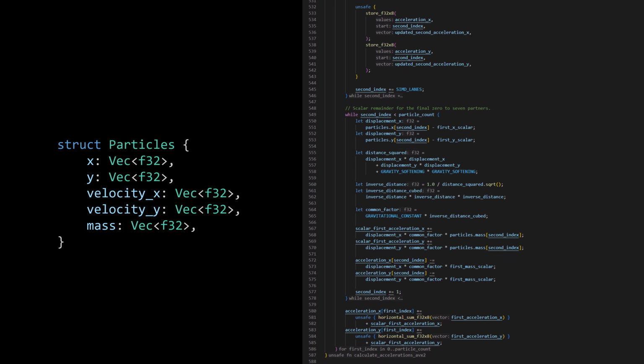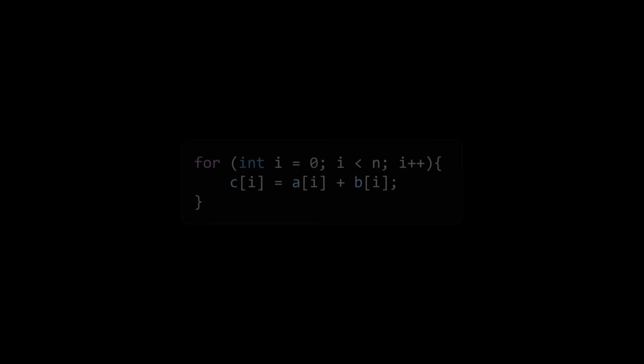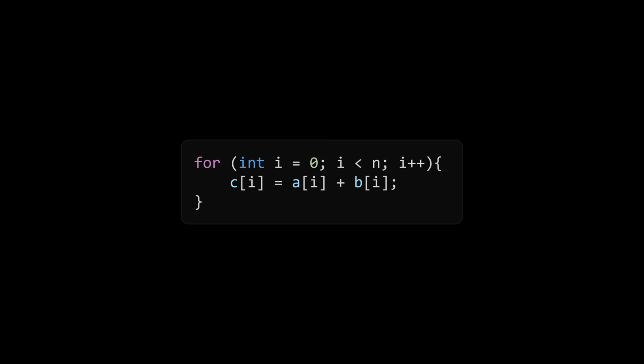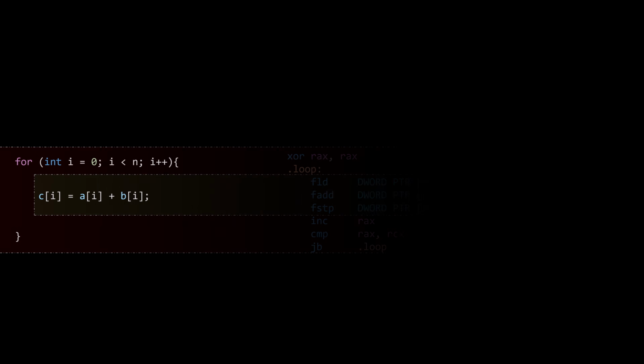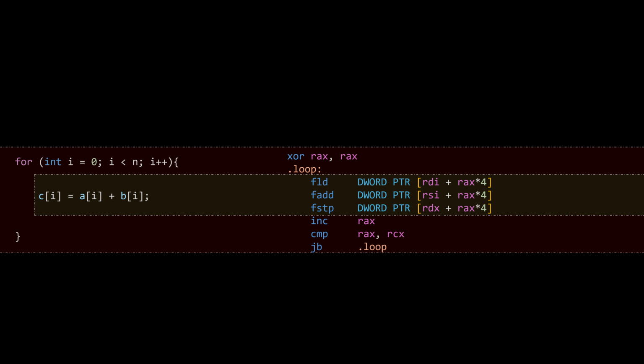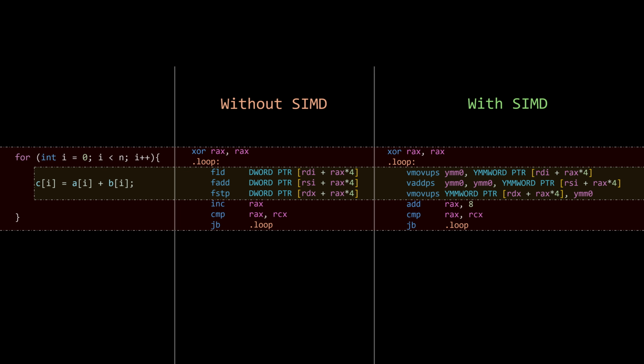The good news is that we don't always have to write SIMD-specific code ourselves. Modern compiler optimization techniques are quite good at recognizing common patterns that can be executed with SIMD. This process is called auto-vectorization. Instead of generating scalar instructions that process one value at a time, the compiler can automatically generate vector instructions that process several values at once, assuming, of course, that optimizations are enabled, and the code is structured in a way that makes vectorization possible.